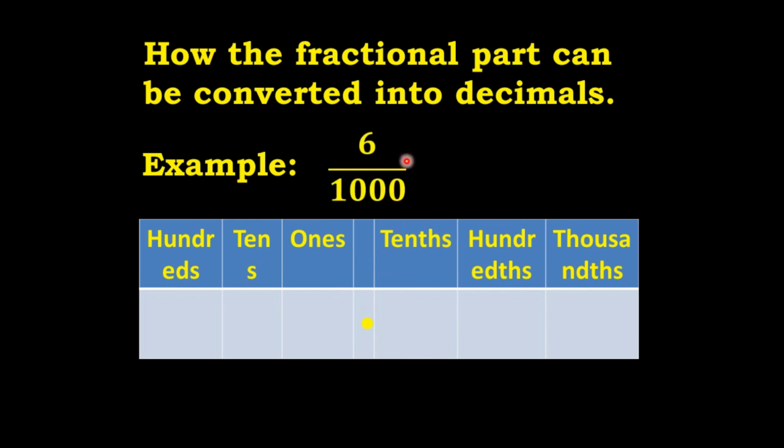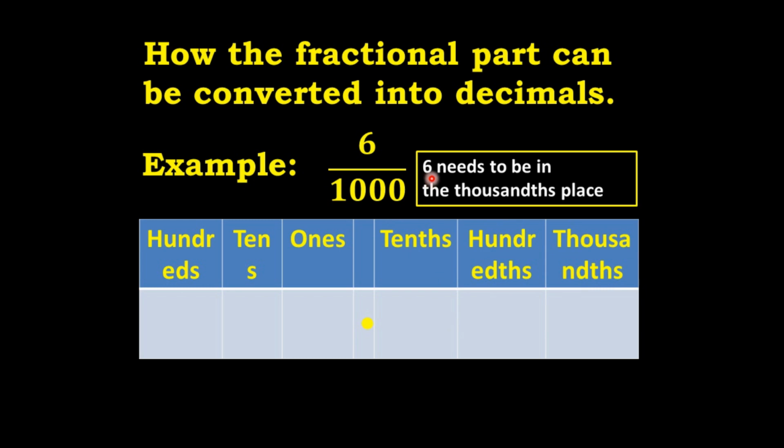Next example, 6 over 1000. Our denominator this time is 1000. So meaning, 6 needs to be in the thousandths place. So we will place 6 in the thousandths place. Then we will do the same as in the previous slide. We will add zeros here. So meaning, the decimal form of 6 over 1000 is 0.006. This is now our answer.